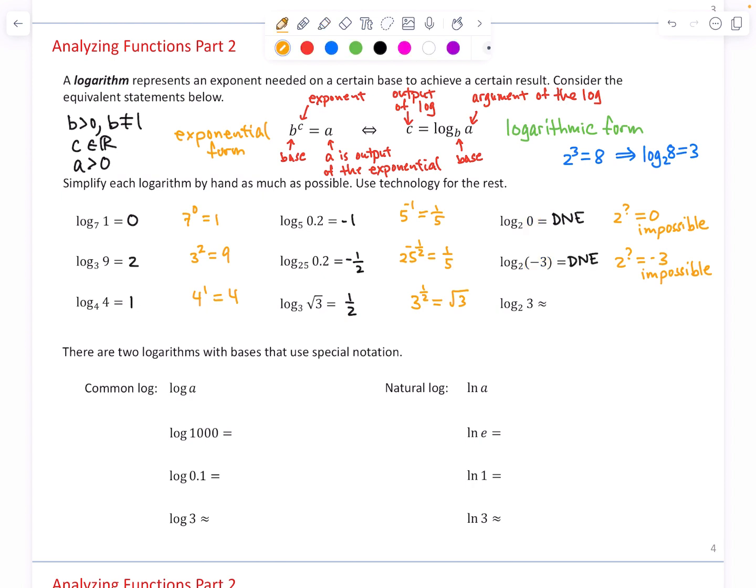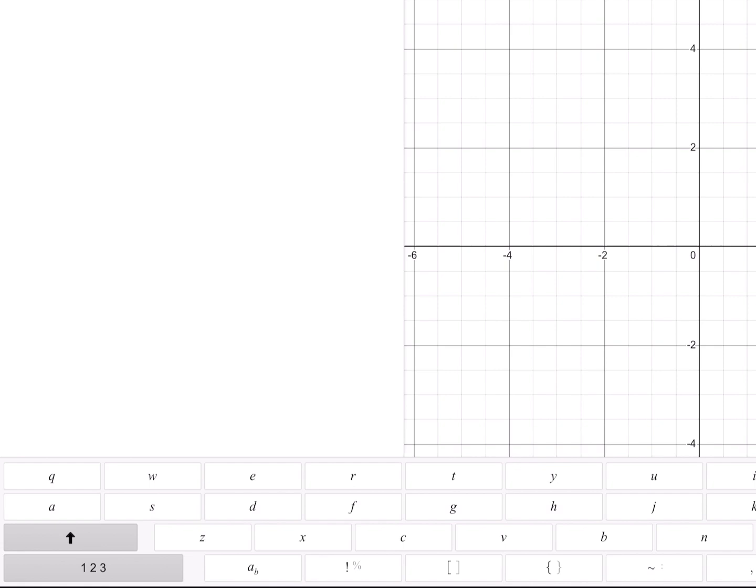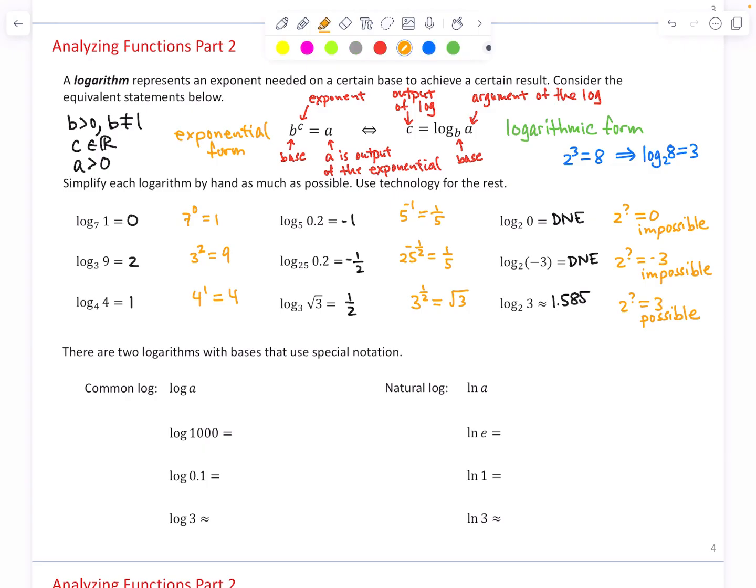Now this last one, 2 raised to what power equals 3. Well, this one is possible, but it's not a convenient number. So we reach for the calculator, type in log, hit this subscript button, base 2, and then I like to put the argument in parentheses, and the argument here is 3. And we get about 1.585, rounding to 3 decimals. So what this is telling us is that approximately 1.585 is the exponent needed on 2 to produce 3.